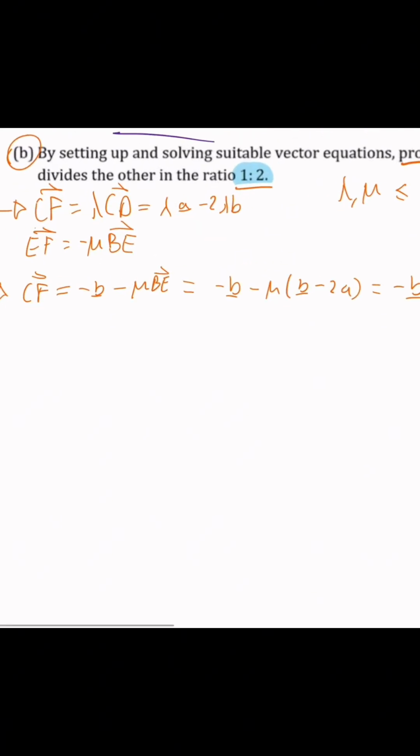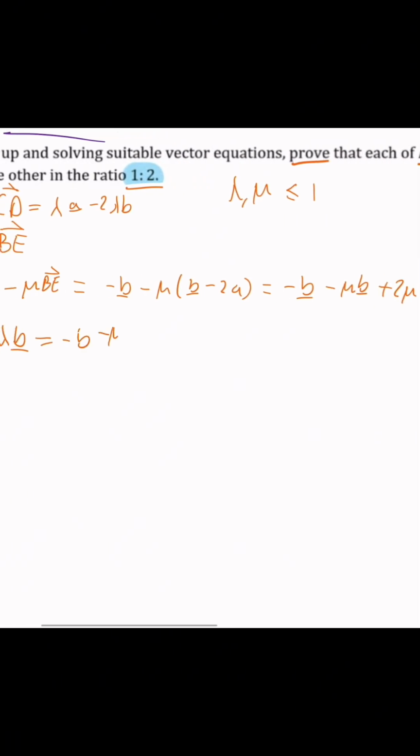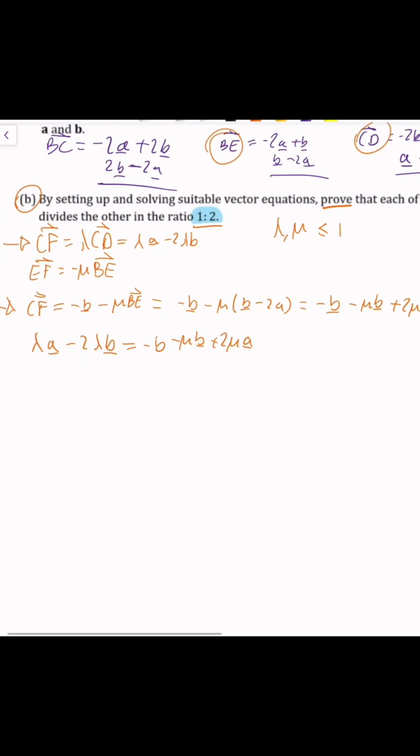So we notice here and here we have two equations for CF, and they're looking pretty different. So what we can do is set them equal to each other. So lambda a minus 2 lambda b is equal to negative b negative mu of b plus 2 mu a. So now we can get our little highlighter, highlight the a's.